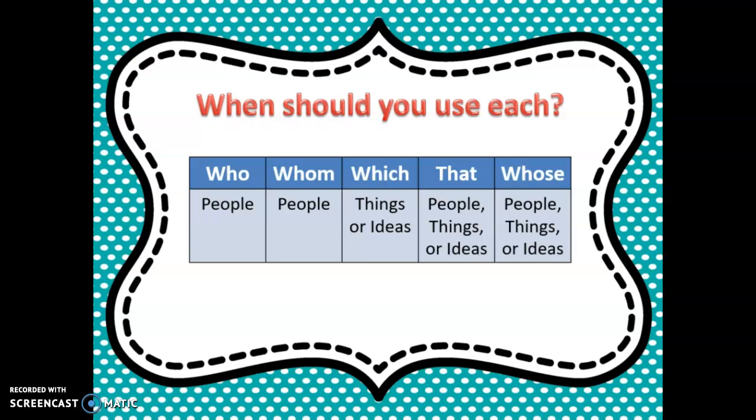And there's a little chart here to show you kind of when you should use each. So you're using who or whom when you're talking about people. Same with whose, but with whose you can use people, things, or ideas. Which for things or ideas, and that for people, things, or ideas. But with who and whom, you're just talking about people. You wouldn't use it for ideas or things.